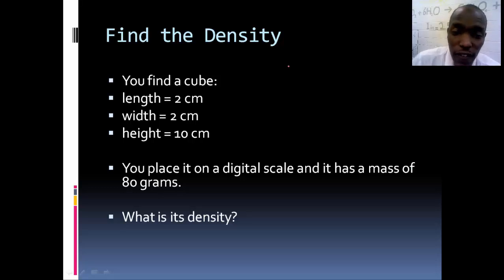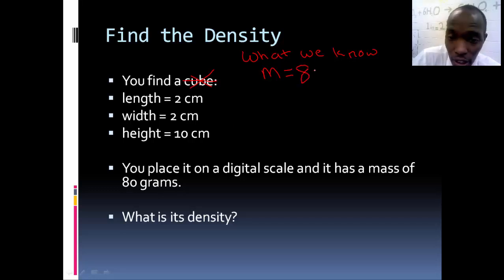Alright, so now it says find the density of a rectangle. A cube would not have different lengths. So here we have a length of 2 centimeters, a width of 2 centimeters, and a height of 10 centimeters. You place it on a digital scale, and it has a mass of 80 grams. What is its density? So let's go with what we know. When you do a problem, you want to already identify what you know. So we know the mass is equal to 80 grams. It is said in the problem, 80 grams.